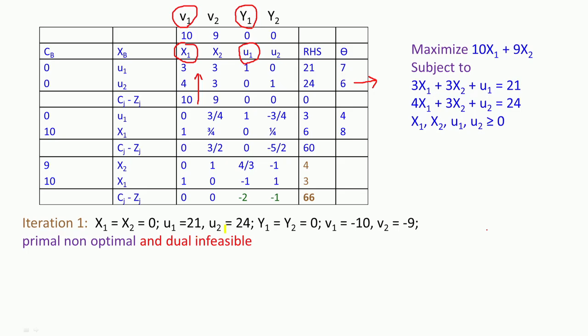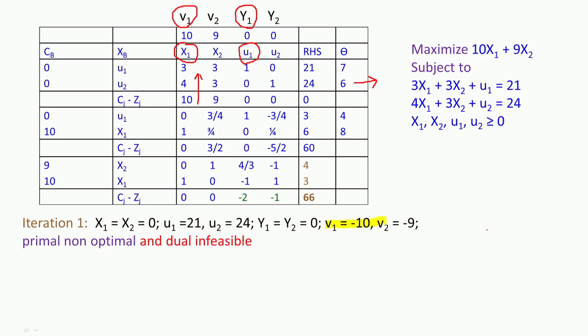One way is to go back and write the dual and then solve it for v1 and v2, keeping y1, y2 equal to 0. If we do that, we will get v1 equal to minus 10 and v2 equal to minus 9. But let us look at what the simplex table says. The simplex table shows a 10 here and a 9 here.